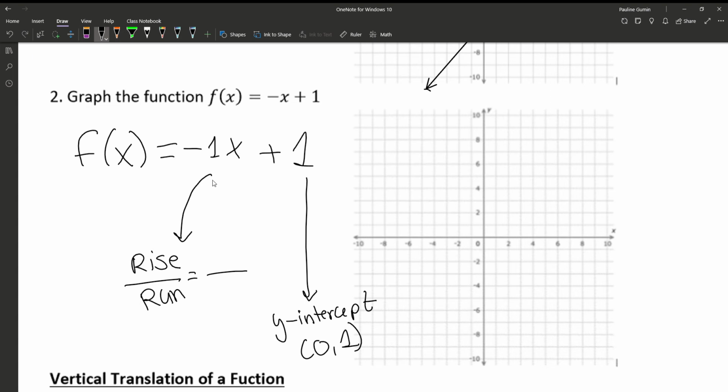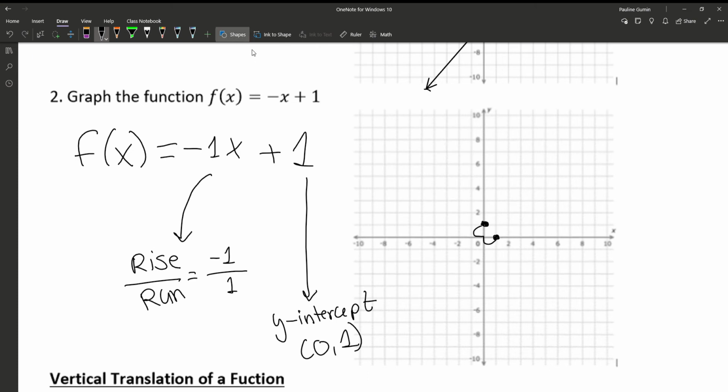The negative 1 gives us a rise over run. Because it's a whole number, I'm going to put negative 1 over 1. All right, my y-intercept is positive 1. I get it from over here, from that plus 1. I'm going to go ahead and plot it. And then I'm using my rise, which is negative 1, to go down 1, and my run over 1.